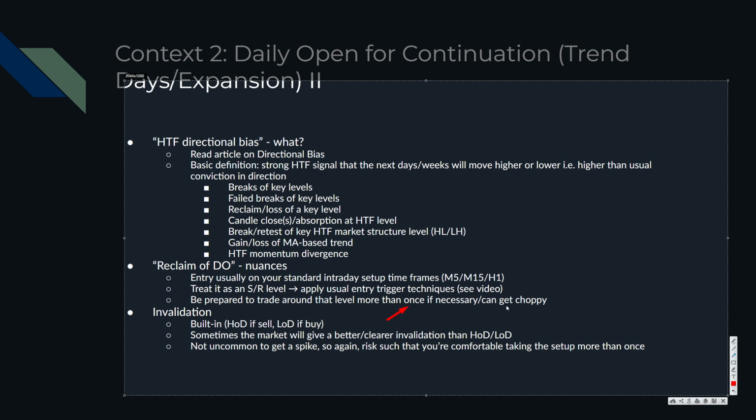We are dealing with usually higher time frame levels and areas where the market can take a while, and so it's not the end of the world if the market chops before giving the move that you're looking for. Now, as far as invalidation goes, as we mentioned earlier, it's essentially built in, which is helpful. So it's the high of day if you're a seller and the low of day if you're a buyer. Sometimes the market will give you a better or clearer invalidation, which we'll talk about in some chart examples.